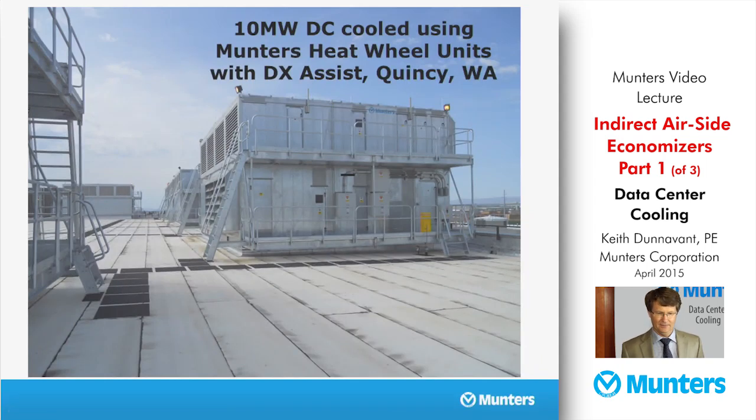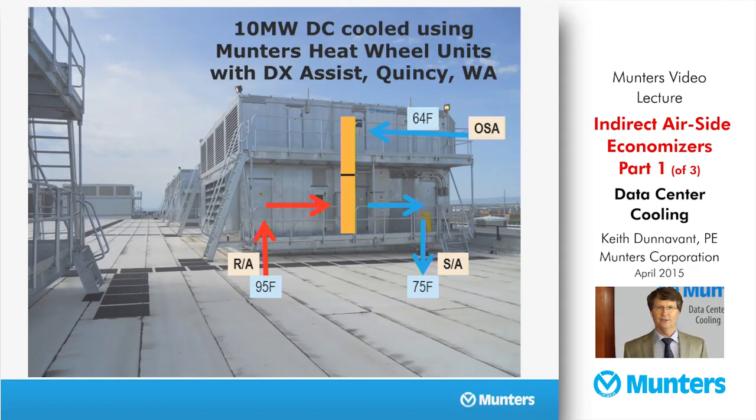Here's a Munters manufactured indirect AirSide economizer that uses a heat wheel. This is one of several installed in Quincy, Washington on a 10 megawatt data center. The heat wheel is located inside the box about here, and we're going to bring return air back. It's coming up through the roof into the unit at about 95 degrees. It flows through the heat wheel, the lower half, where it's cooled, and then delivers that air back to the data hall at 75 degrees.